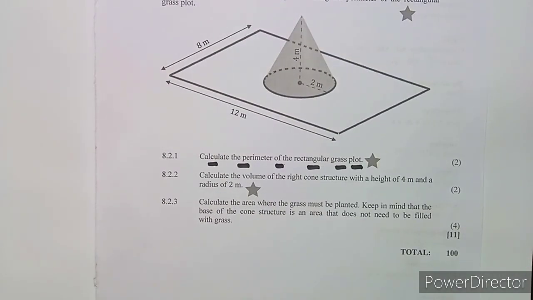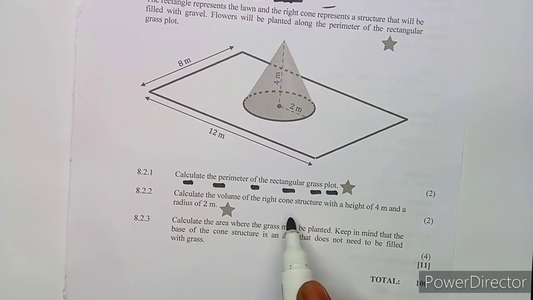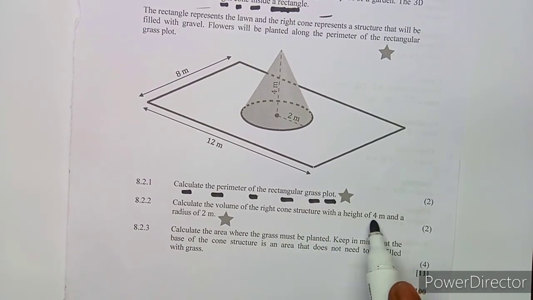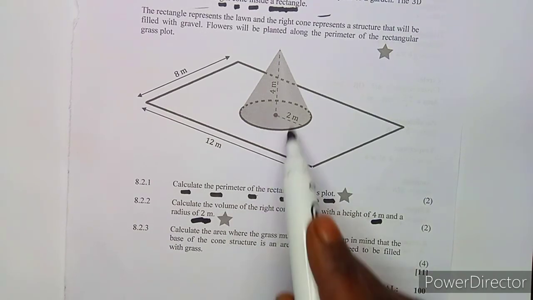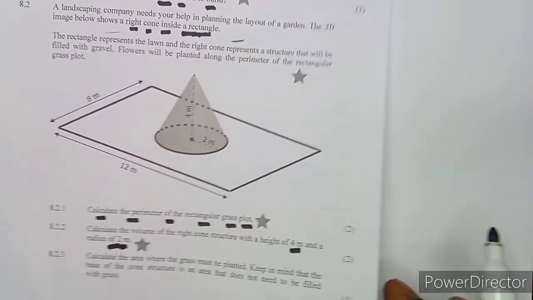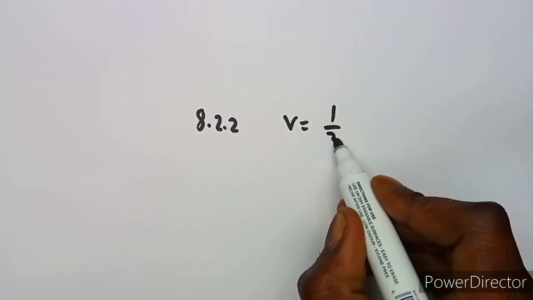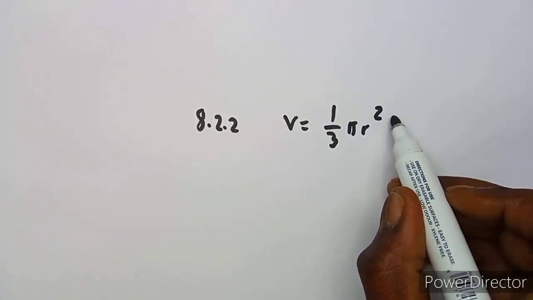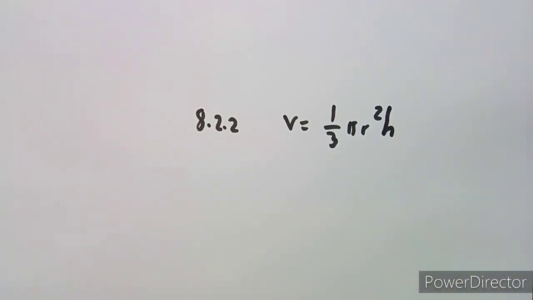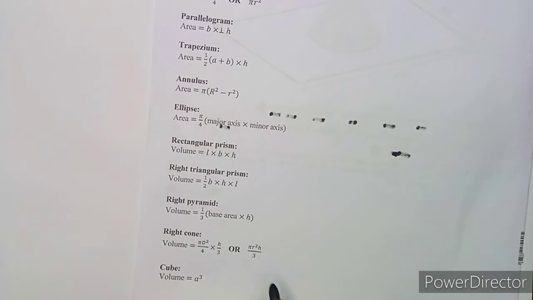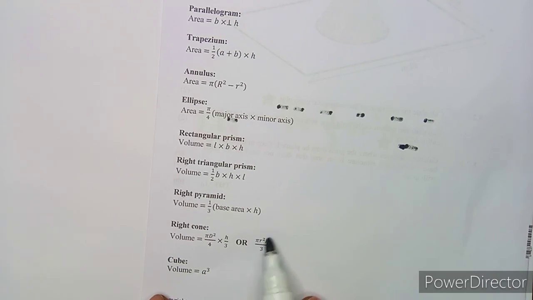Okay, then now calculate the volume of the right cone structure with a height of 4 meters and a radius of 2 meters. This is a cone structure, and we need the volume. So from your formula sheet, this is 8.22. The formula for the volume of a cone is a third pi r squared h. If you are not quite sure about that, you can cross-check: pi r squared h over 3. It's one and the same thing. So that's what you're given there.